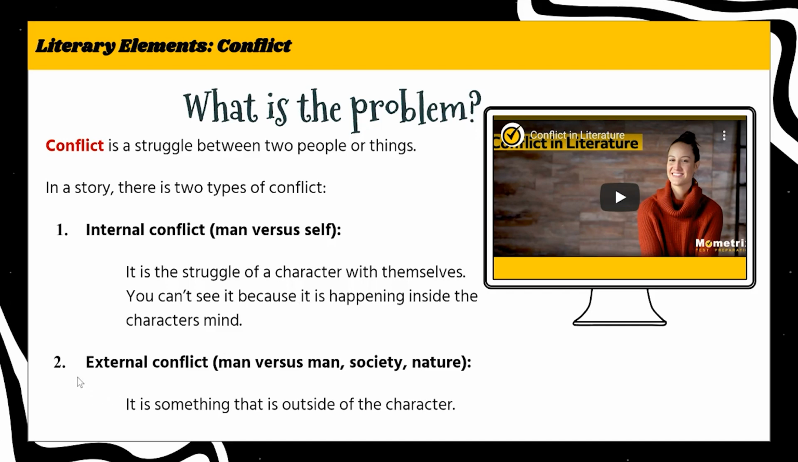And here, for example, external conflict, man versus man. Listen to this word, please, because it's sometimes difficult for some people. For example, me. Versus man, and society, nature. It's something that is outside of the characters.